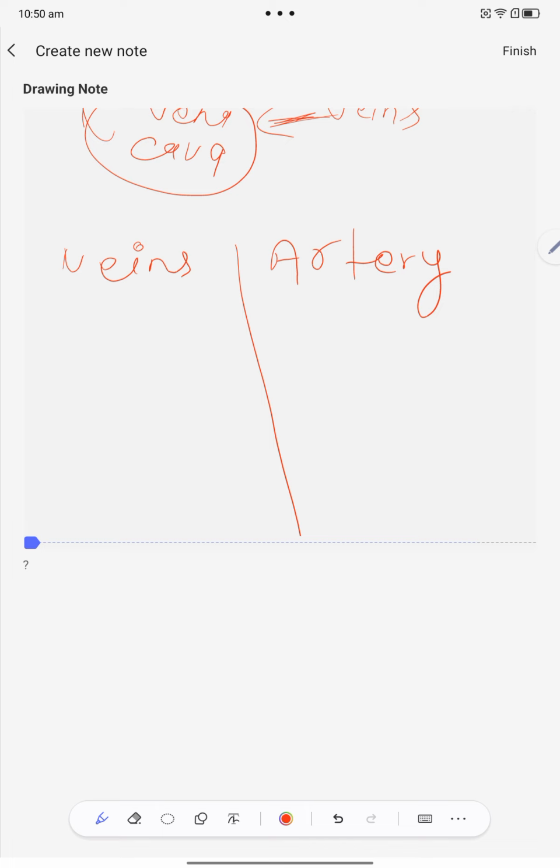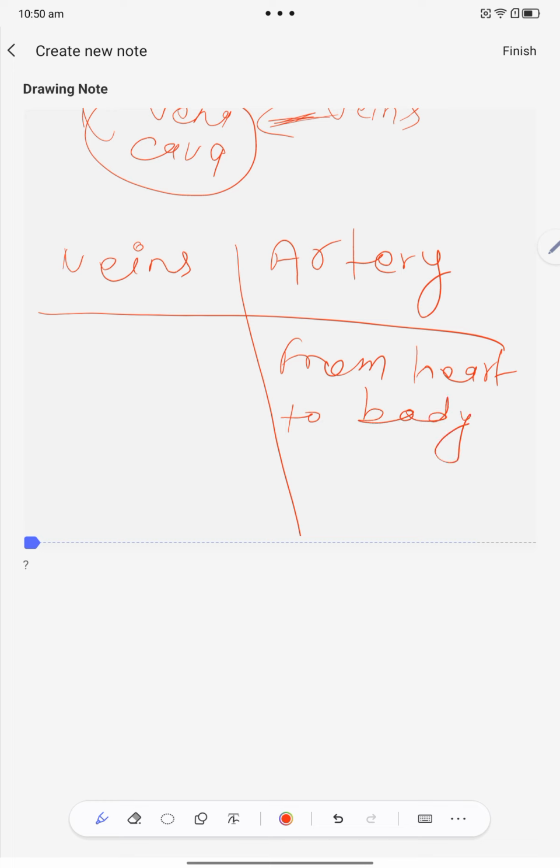So first of all, the artery originates from the heart and goes towards the body. So it is heart to body. And in veins, the deoxygenated blood from different parts of the body comes through veins. So it is body to heart.